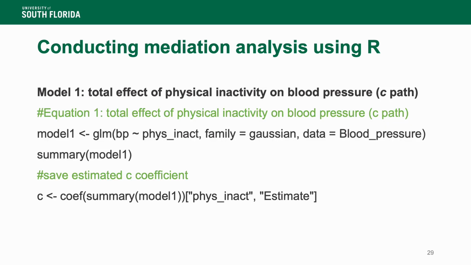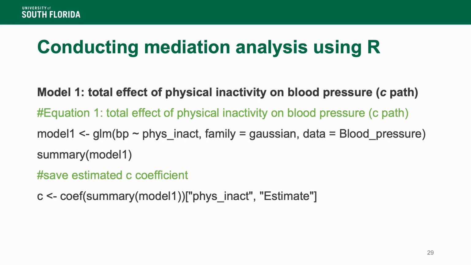When performing a traditional mediation analysis in R, the first step is to estimate the regression equations. On this slide, I'm showing you how to estimate the first equation. In the context of our data example, we're using the first equation to estimate the total effect of physical inactivity on blood pressure, or in other words, we're using it to estimate the c path.